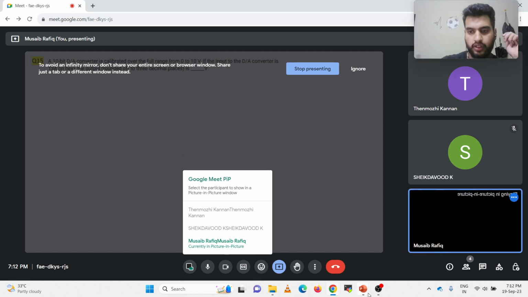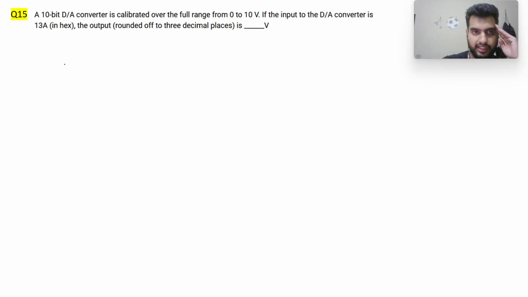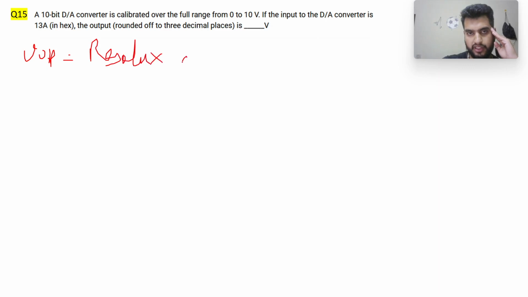So let me just show the solution. It is a DAC converter. So your output voltage is simply equal to the resolution times the decimal equivalent, right? This much you have figured out. So this is the main part of this question. The rest is pretty simple.